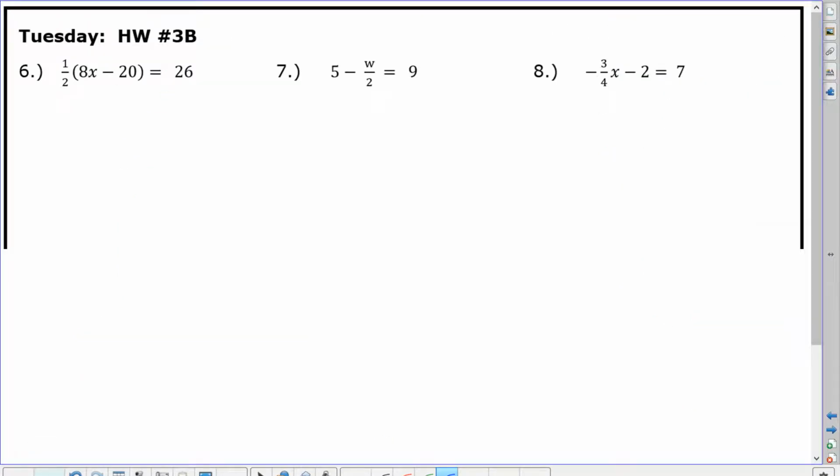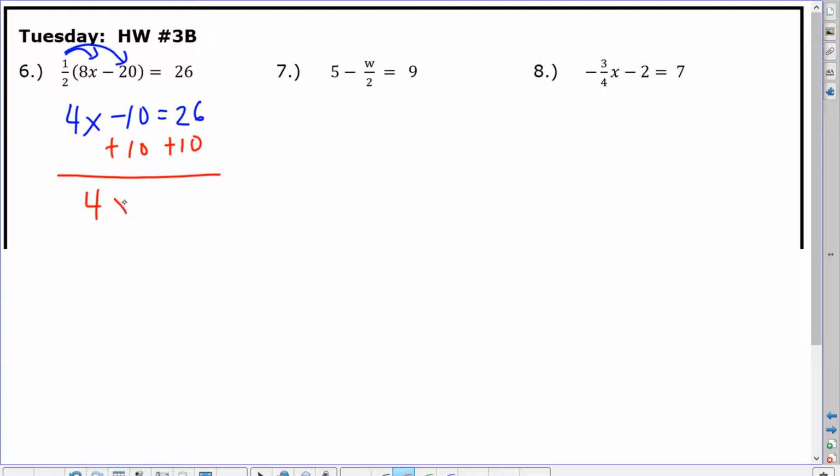Let's look at questions 6, 7, and 8. We're going to continue using the distributive property here. Half of 8 is 4, and half of 20, or minus 20, is minus 10. Clear the constant. Rewrite. Clear the coefficient. Rewrite.